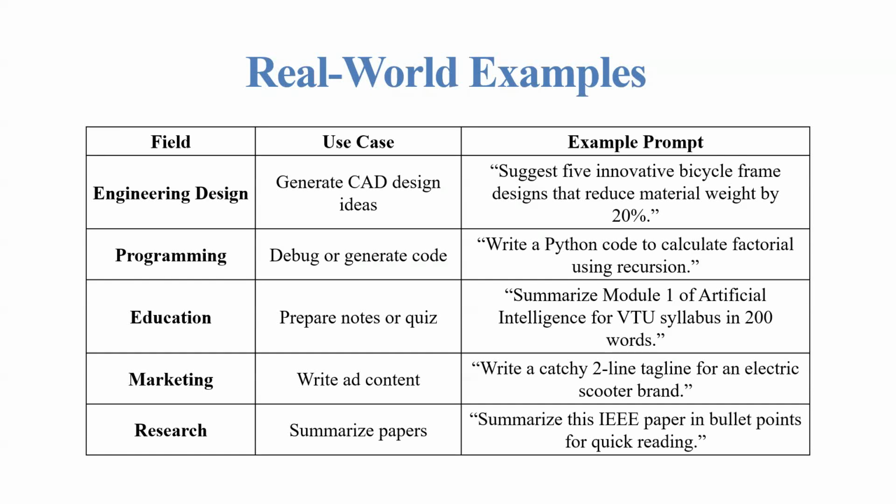Nowadays almost every software developer uses an AI coding assistant. Suppose a programmer wants to calculate the factorial of a number. Instead of writing the code, they give a detailed prompt like, "Write a Python code to calculate factorial using recursion." The AI immediately understands the programming language is Python, the problem is factorial, and the method is recursion. So within a second, it generates the correct code.